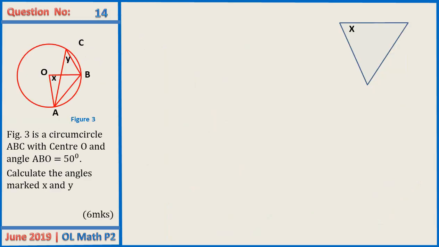Question number 14 is a circle ABC with center at O and angle ABO. ABO means the angle is at B, and ABO is equal to 50 degrees. So let us look at the triangle. We consider triangle ABO.